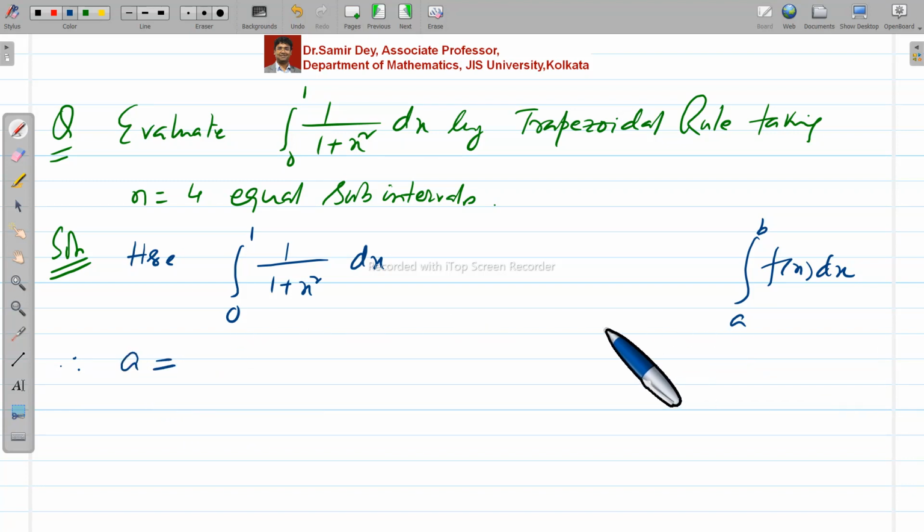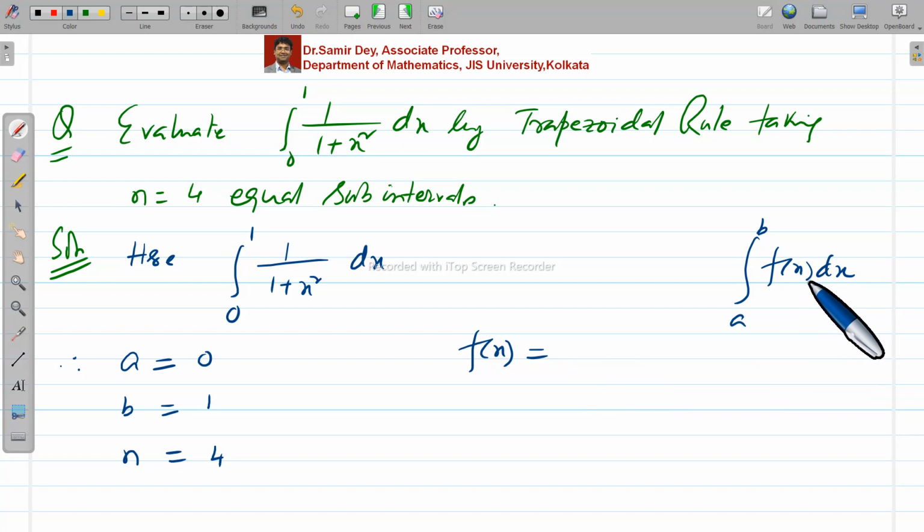Compare. a equals 0. What is your b? b is the upper limit, so b equals 1. Here n equals 4. Another one is left, that is f(x). f(x) means the coefficient of dx, which is this one. So please write down f(x) equals 1 by 1 plus x square. These are the basic information from the given information you have.